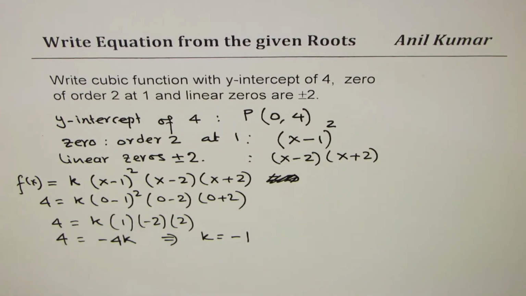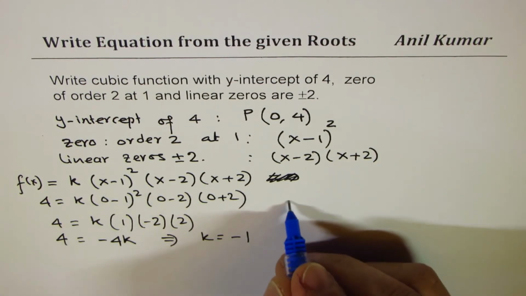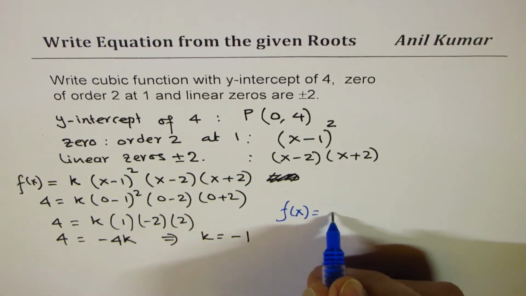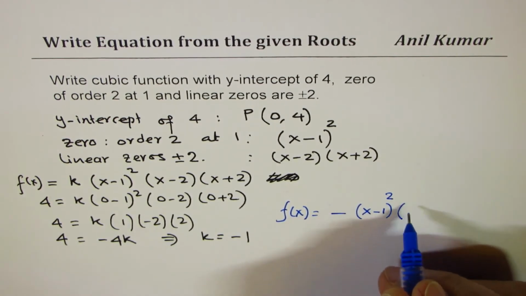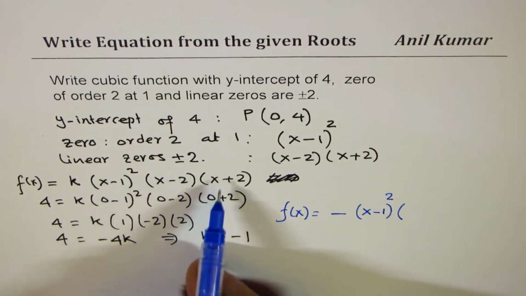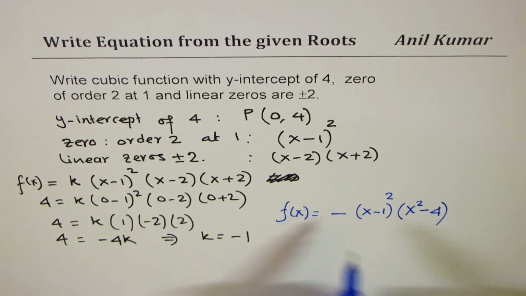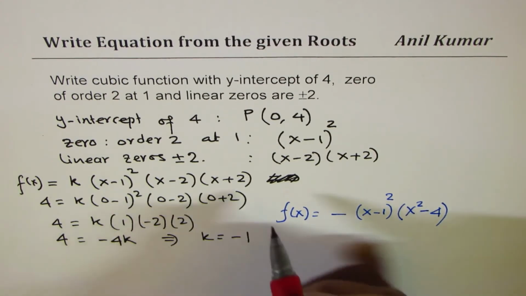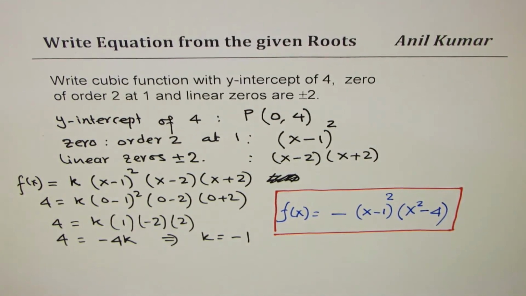And therefore, we get our function with the specific value of k, which is minus 1. So we can write down our equation as f of x equals minus x minus 1 whole square times, you can combine these two, right? If you multiply, you get x squared minus 4. Okay, so that becomes the solution, or I should say the equation which will satisfy the given conditions. Do you get it? So that becomes our solution in the given scenario.